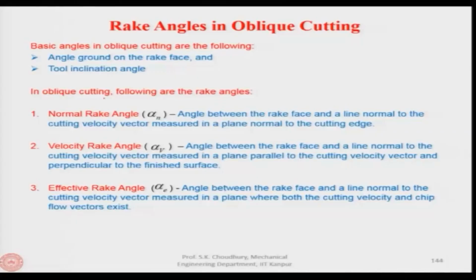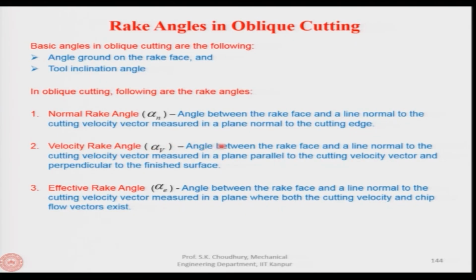So, therefore, in oblique cutting the rake angles are the following. One is the normal rake angle. This is the angle between the rake face and a line normal to the cutting velocity vector, measured in a plane normal to the cutting edge. Another angle is the velocity rake angle.